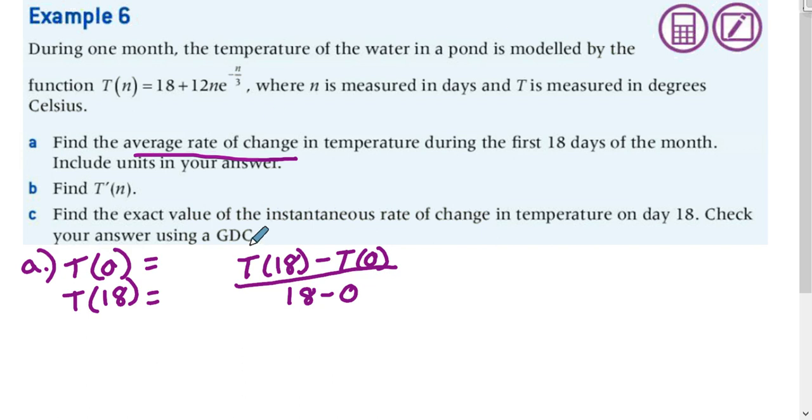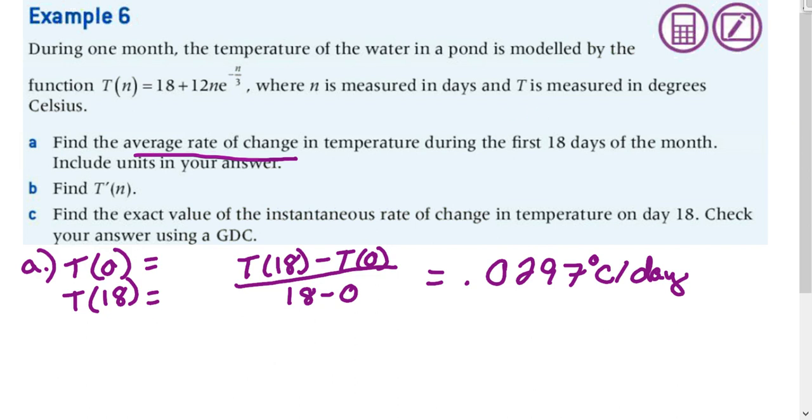So when I calculate T of 18, subtract T of 0, over 18, I end up getting, let's see, I'll do it over here, positive 0.0297 degrees Celsius. Is that right? Did you guys get that? Yeah. And then it's per day, because it's the slope, so it's temperature per day.